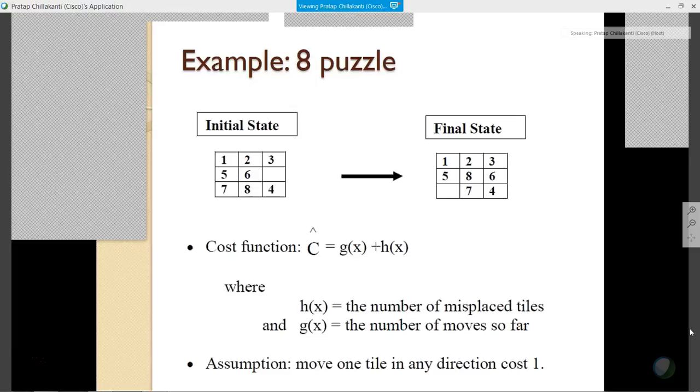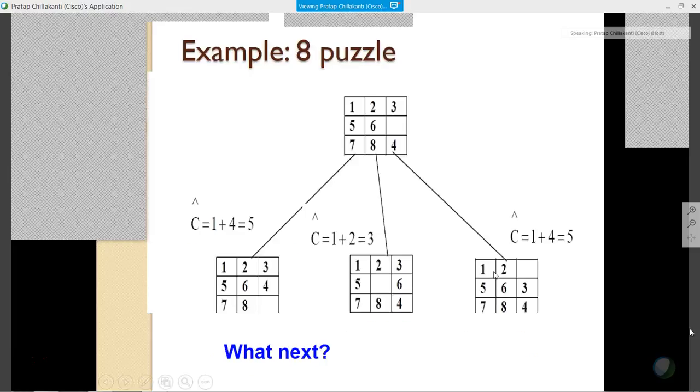So 6 is misplaced. Let's go row by row. 6 is misplaced. Right? What are the misplaced tiles? 6, 8, and 7, right? There you go. You got it. Perfect. Okay. So that is the cost function.